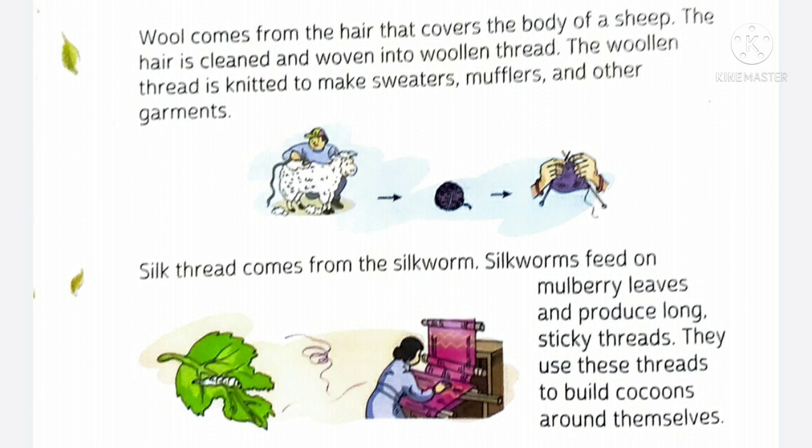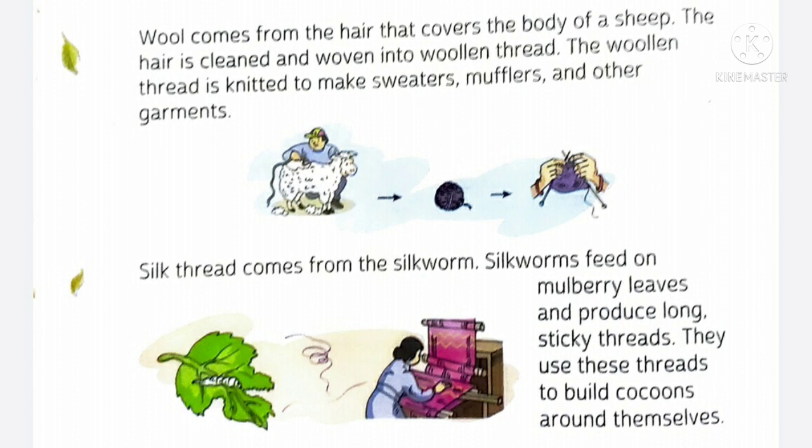And they produce long sticky threads. This they use to build cocoons around themselves. When they are small, they build cocoons around them with the help of this sticky thread, and this sticky thread is cleaned and made into silk thread. So we get silk from these threads only. So this is also occurring in nature. Silk threads are then woven to make saris, scarves, and many other things.